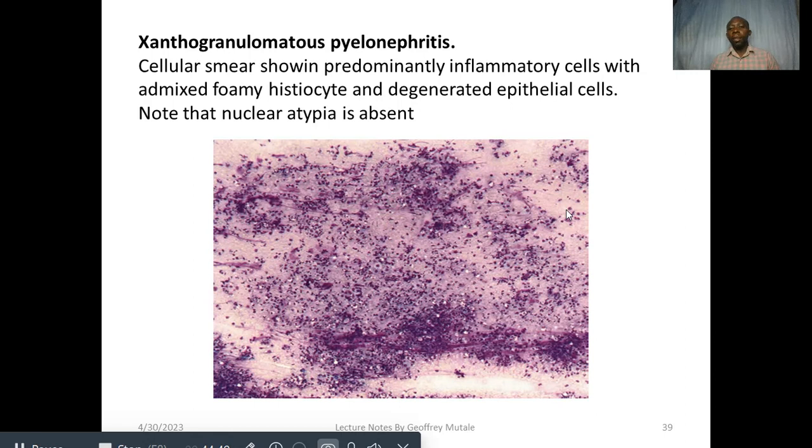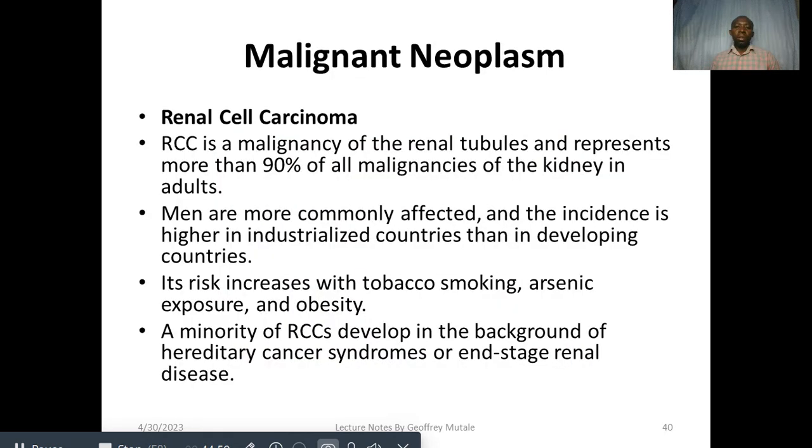But under higher magnification, that's when we can look into details and the morphologies of the cells and see whether we have the typical cell changes or not.